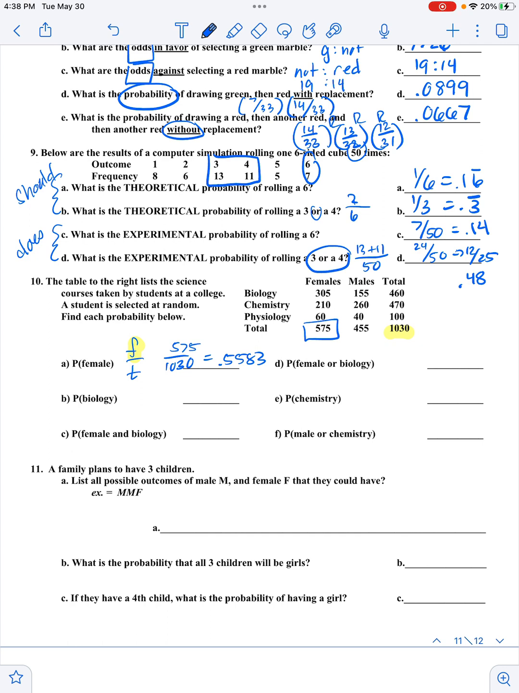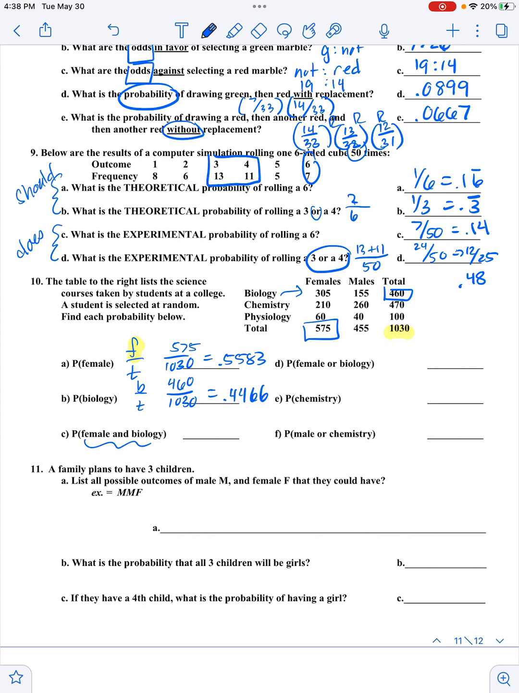Part B says the biology majors. So the total people doing biology is over here. Here's biology, here's females, males, and total. So the total is going to be someone doing biology out of the total. So the total number of biology students is 460, and the total of the whole entire student population that they surveyed is 1030, turns into 0.4466.